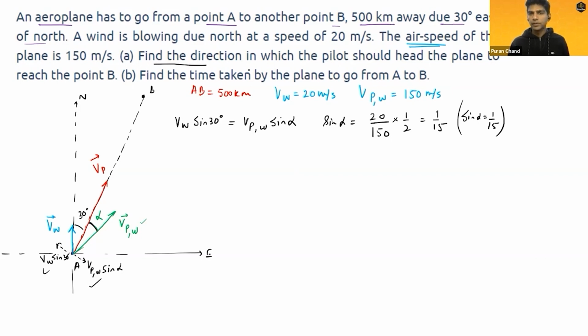So we have to find the direction, and that we have found, the angle. Next, find the time taken by the plane to go from A to B. For that we have to calculate VP.